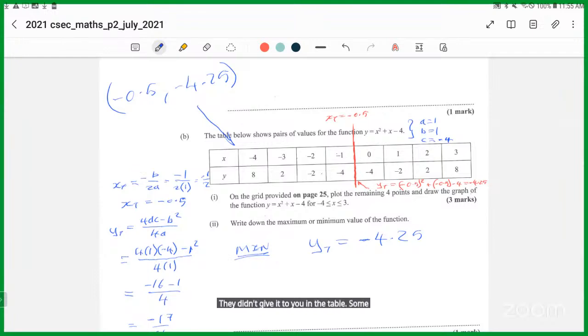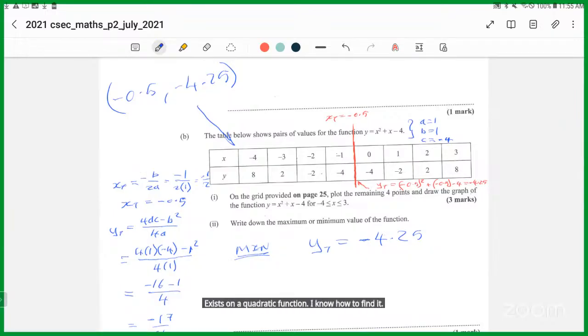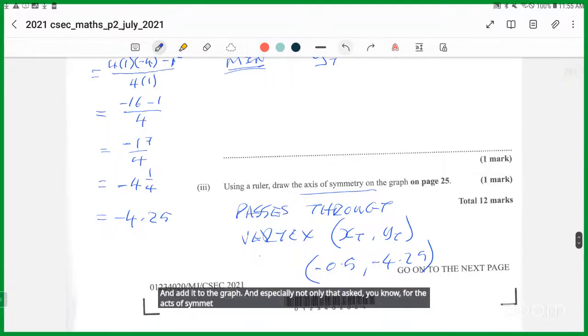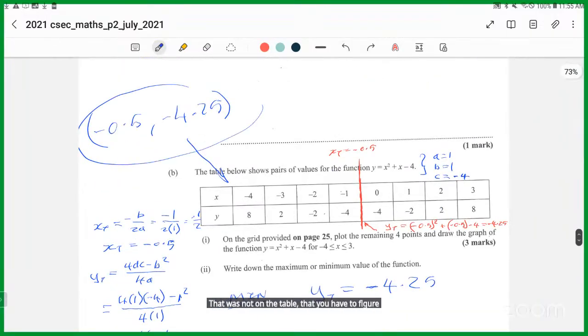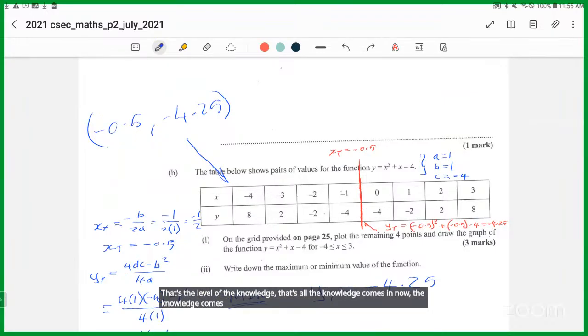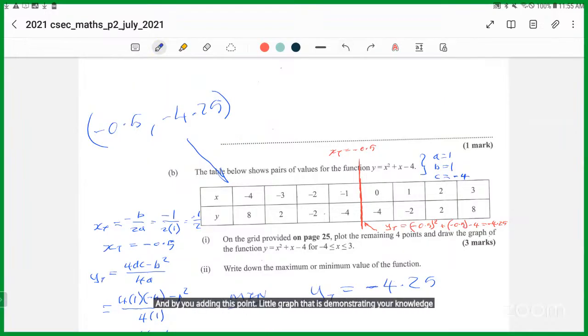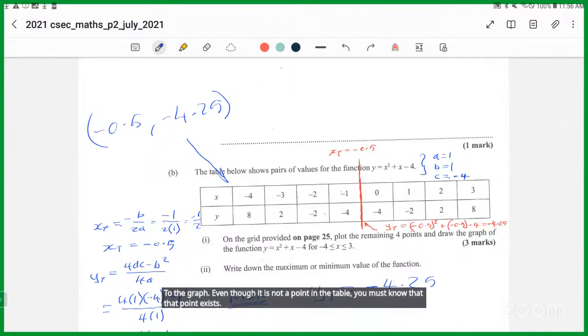Some questions the vertex point will be in the table. This question it is not in the table, but you must know that a vertex point exists on a quadratic function and know how to find it and add it to the graph. And especially know that down here they ask you for the axis of symmetry. You have to draw that axis of symmetry through that vertex point that was not on the table, that you have to figure out and add to the graph. That's the level of the knowledge. That's how the knowledge comes into this question. By you adding this point to the graph, that is demonstrating your knowledge, and you will get the knowledge marks for adding this point to the graph, even though it is not a point in the table. You must know that that point exists on this function and add it.